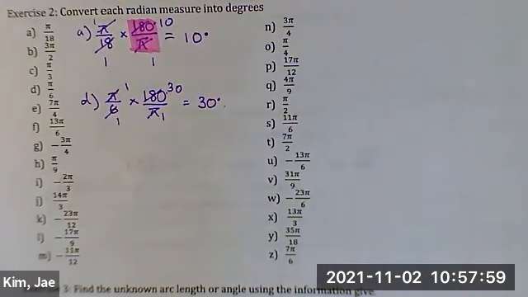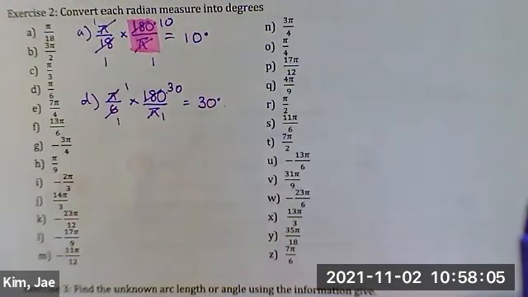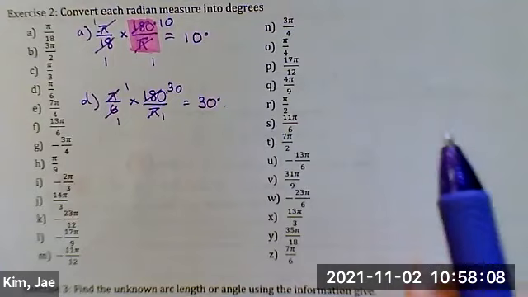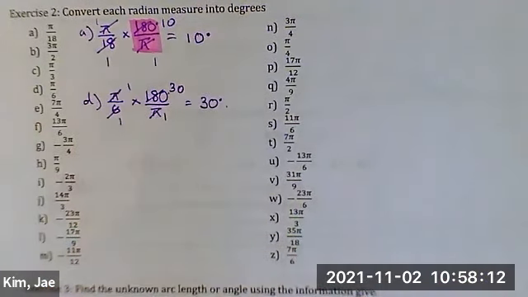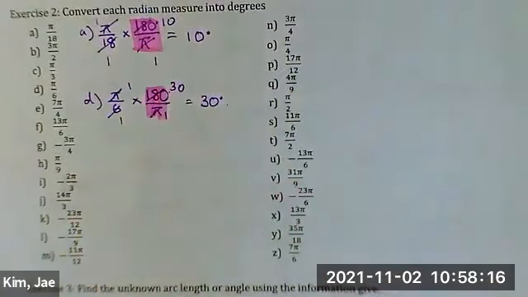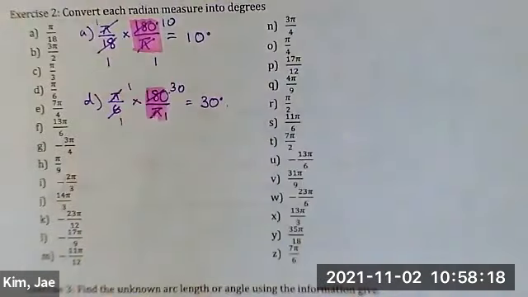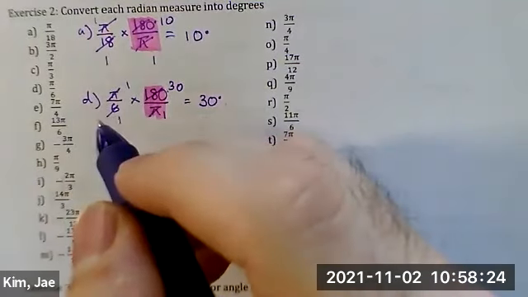Which one? B? Sure. Pi over 6 multiplied by the conversion factor, 180 and 6 is reduced to 1 and 30. You said B, correct, Ednan? Okay, B.